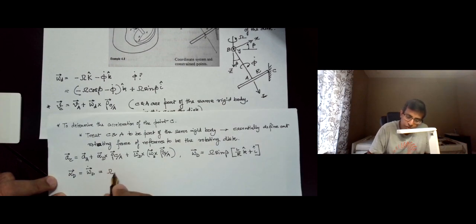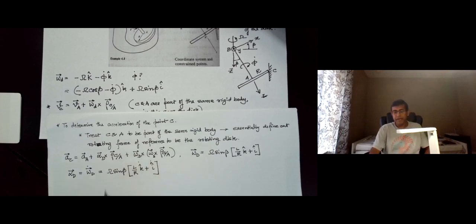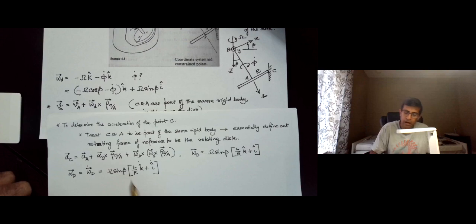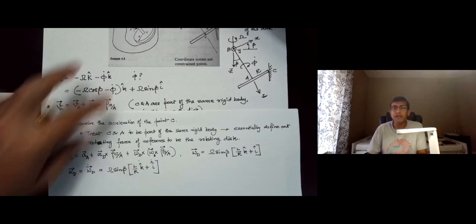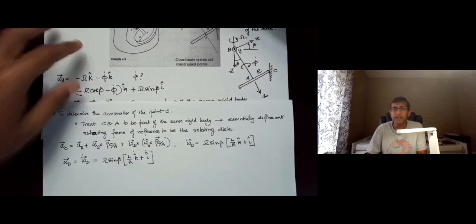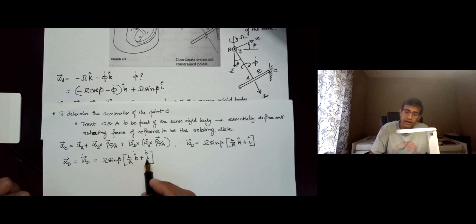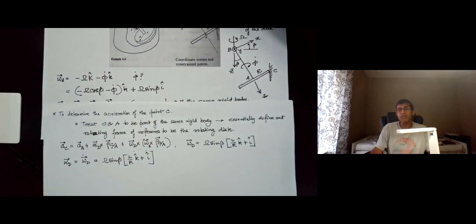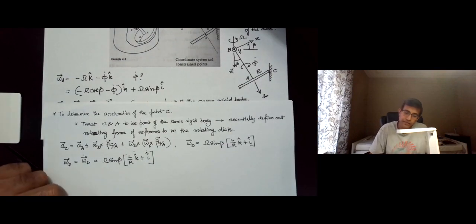So the derivative is going to be capital Omega sine beta times L over R K dot plus I dot. Now keep in mind that capital Omega, beta, L and R are constant, and so we don't need to take the derivative. However, K and I are rotating, and so we need to take the derivatives of the two.